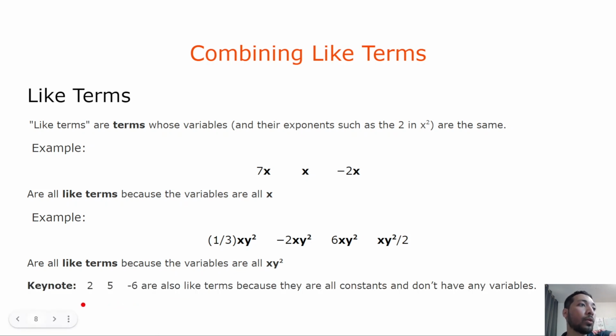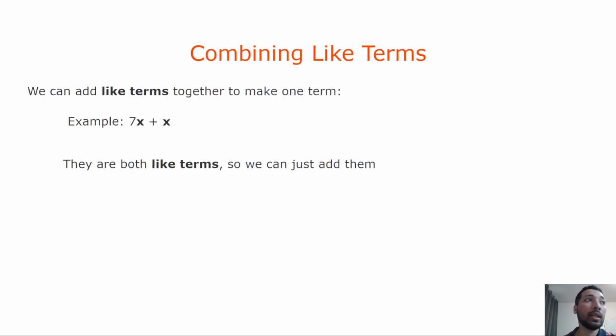Now, a key note over here is 2, 5, and negative 6 are also like terms because they are constants and don't have any variables. This means any numbers on the number line are also like terms, so we can add or subtract them as well. So the rule over here is we can add or subtract like terms to make one term.